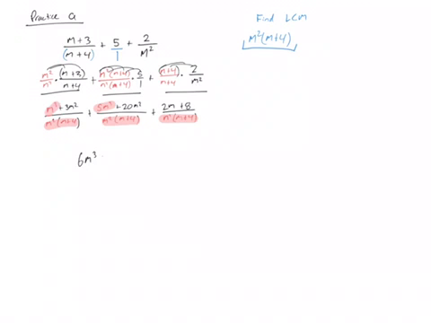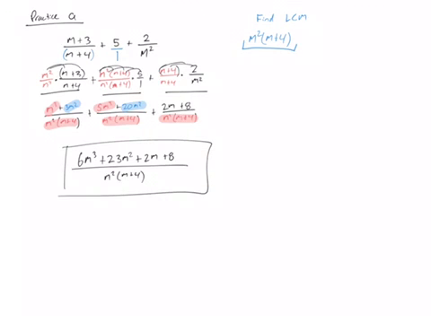6m cubed plus, I have some m squareds and some m squareds. So 3 of them plus 20 more of them is going to be 23 m squareds. Plus I have 2 m's plus 8. And my denominator is m squared times m plus 4. And that is my answer.